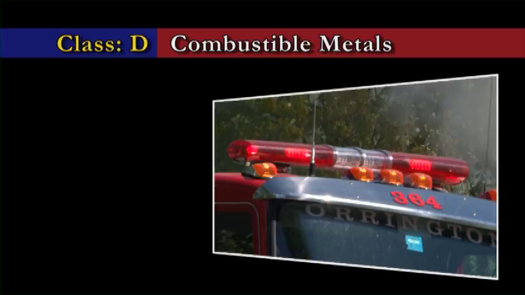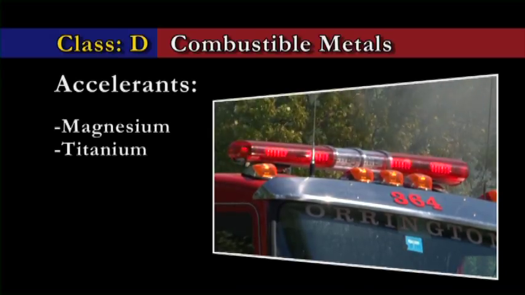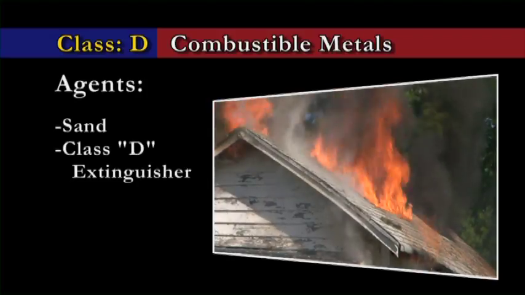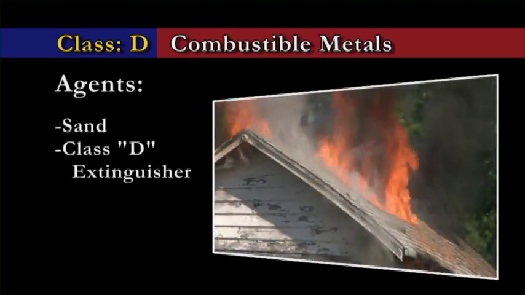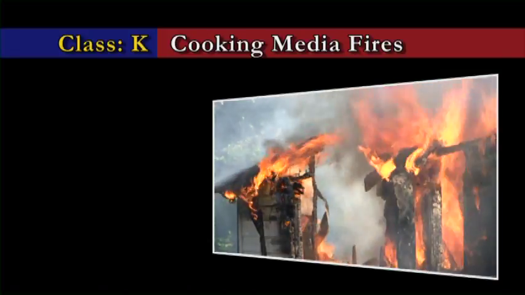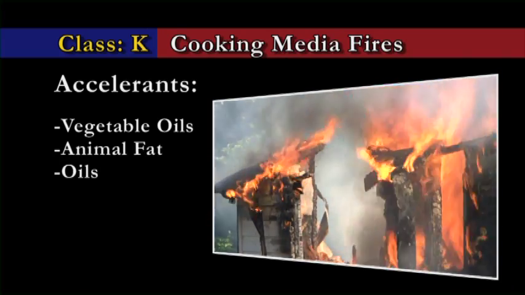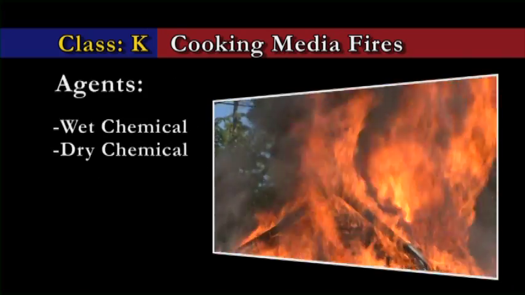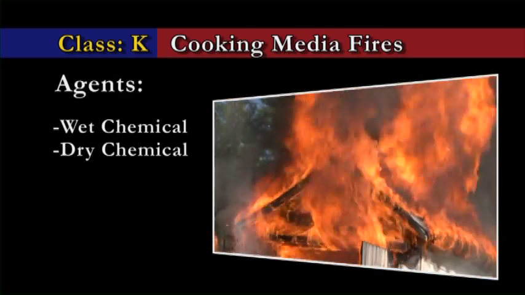The agents used against this type of threat are, again, a multi-purpose dry chemical, a dry chemical, carbon dioxide, and halon. Next is Class D, which consists of combustible metals like magnesium, titanium. Here you would need either sand or a Class D extinguisher. And finally, we have Class K, which involves cooking media. This type of fire would involve things like grease or cooking oils. The agents used here are ones that are either wet or dry chemical-based. Okay, that covers the classifications of fires and what you would use to fight them.